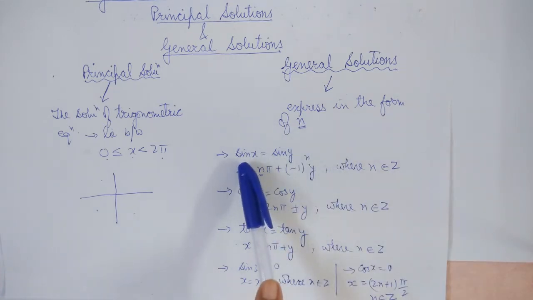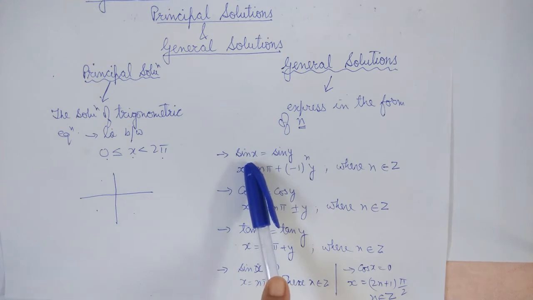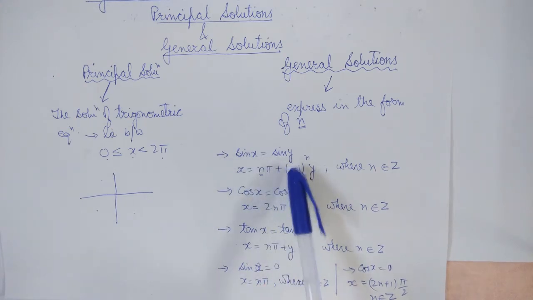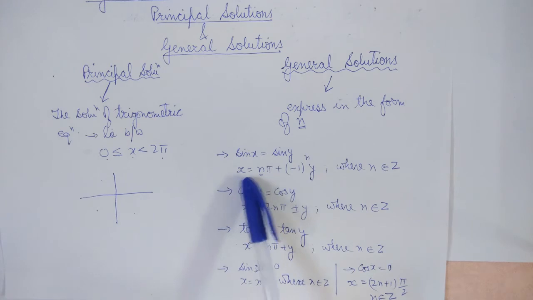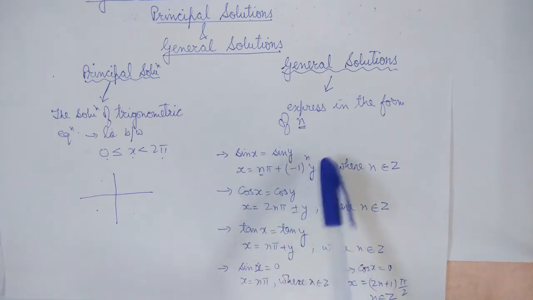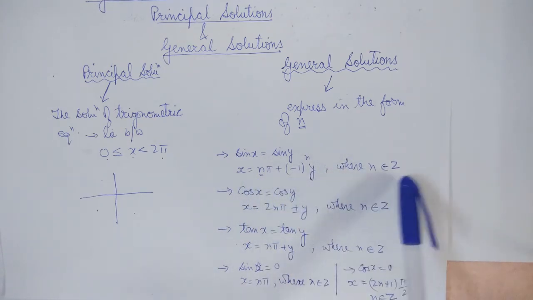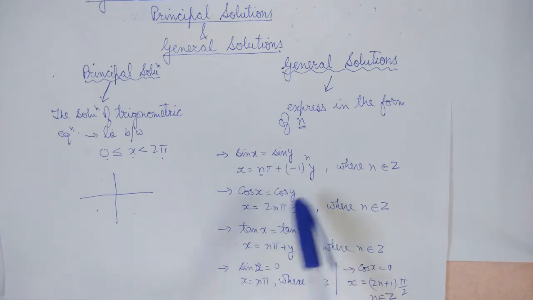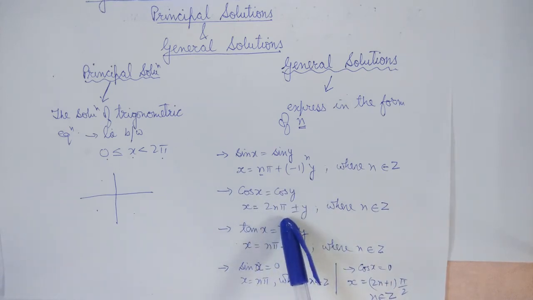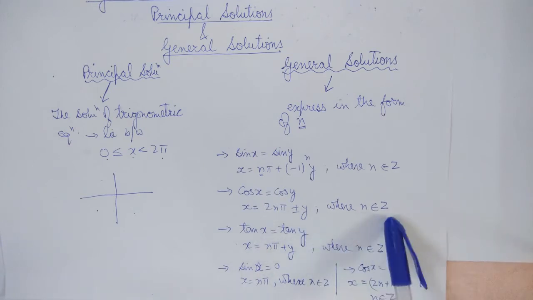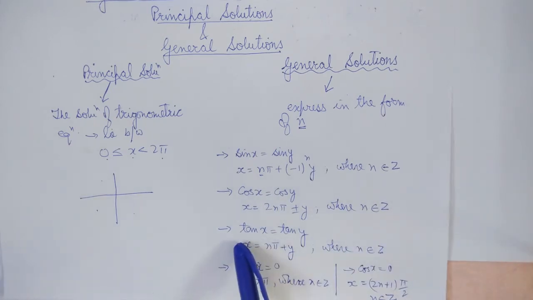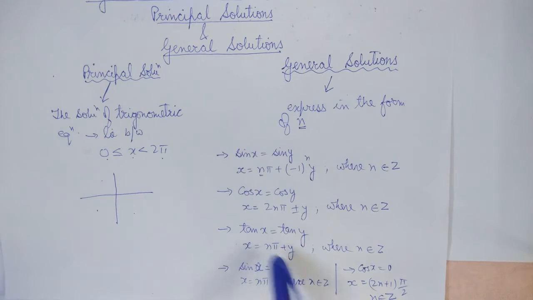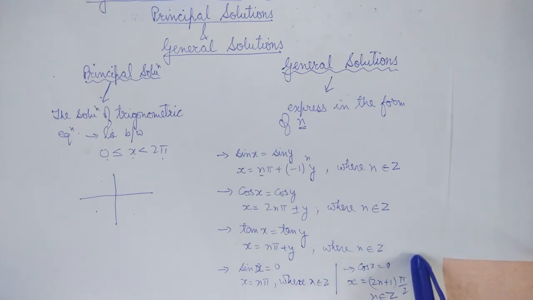Suppose that if we get the condition in this form, sin x equals sin y, then the value of x equals n pi plus minus 1 power n y, where n belongs to integer. Similarly, if cos x equals cos y, then x equals 2n pi plus minus y, where n belongs to integer. Tan x equals tan y, then x equals n pi plus y, where n belongs to integer.